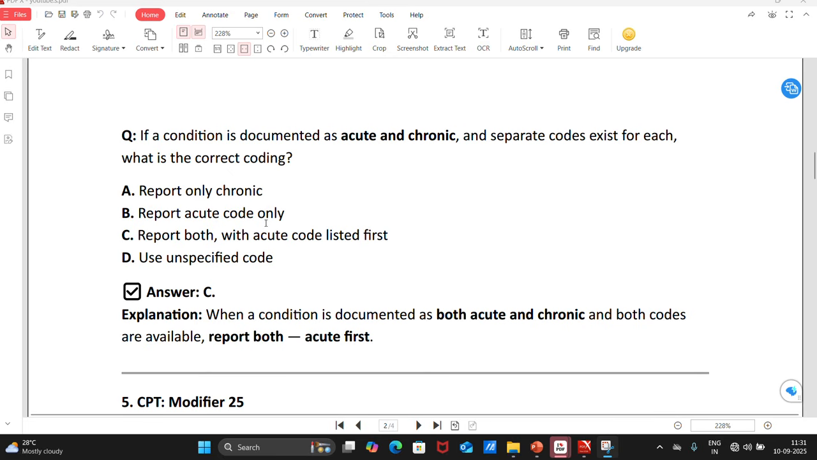When two conditions, acute and chronic, are documented together, you have to code both. Okay, report both codes. The acute code is first. So the first code will be acute, and after that you have to code the chronic condition too. So our right answer is option C, both with acute code listed first.